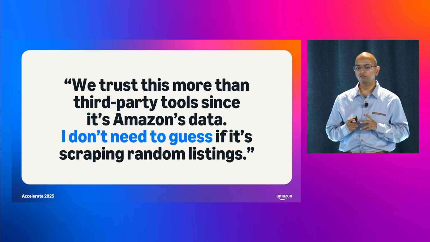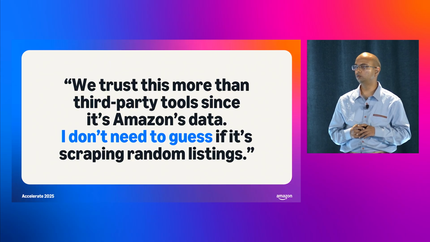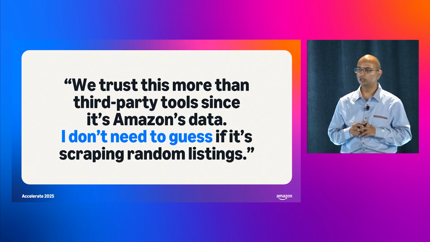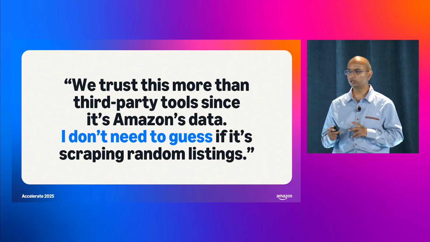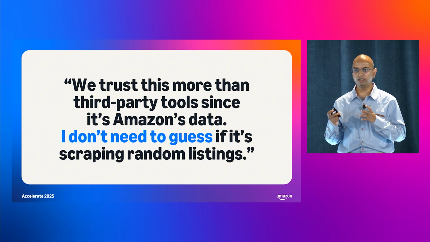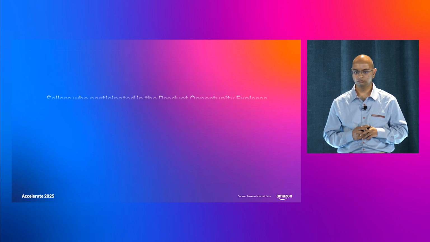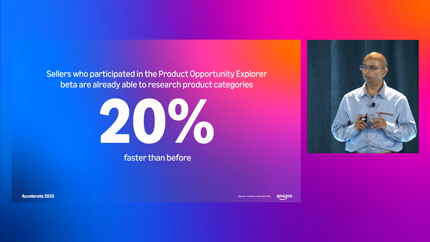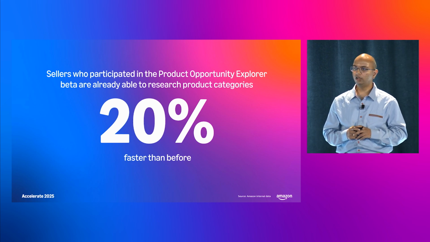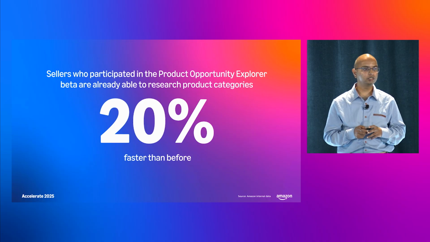Next, we trust this tool more than the third-party tool since it's Amazon's own data. I don't need to second guess where this tool is getting its data from. This was the key pain point, where sellers were trusting this tool more than they were trusting the third-party tools, because this is data that Amazon is providing them. Based on the overall pilot, we have observed that sellers are able to save 20% more time that they are able to invest in researching more products that they can launch.